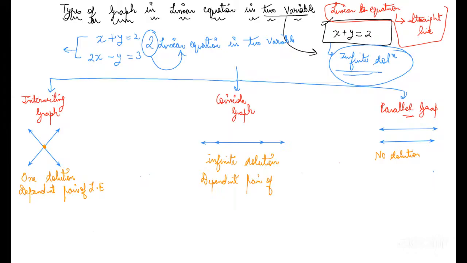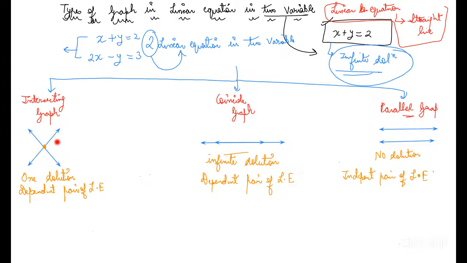Pair of linear equation. This is called as independent pair of linear equation. So I want to ask this question from Edric. Why is the name written like this?